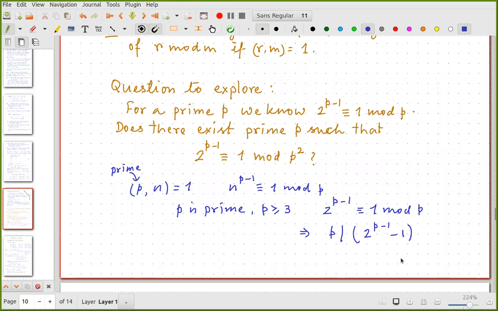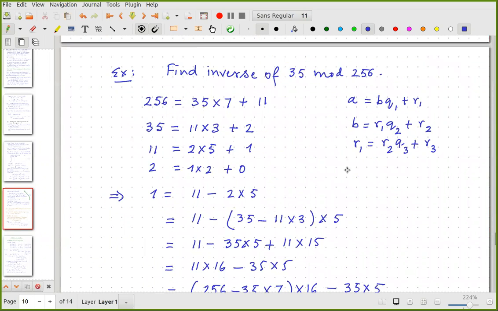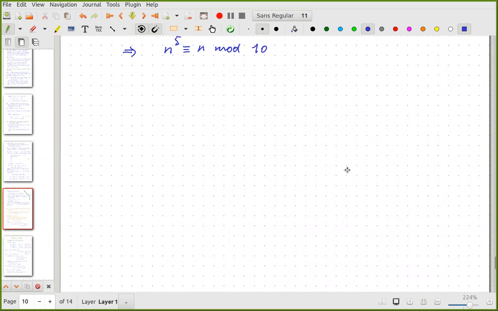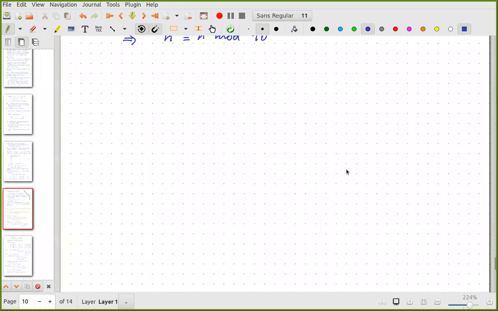Now, of course, does there exist, so that's the question, a prime such that P square divides this? Not only P divides, but P square also divides. In other words, 2 to the P minus 1 is congruent to 1 modulo P square. So do you have such a prime? Does that exist? That has an interesting history. I would just open a page to write that. So this actually takes us to Fermat's last theorem.